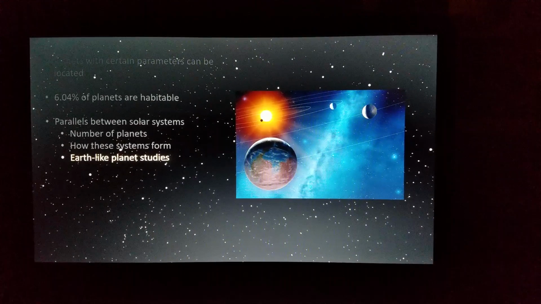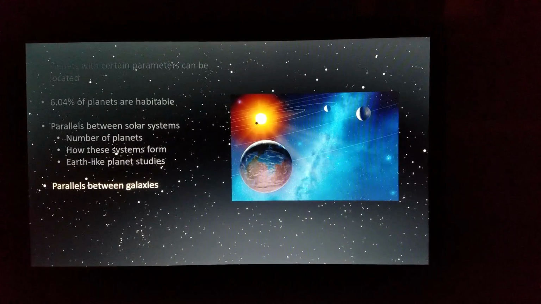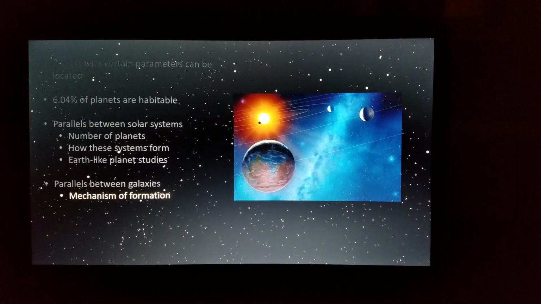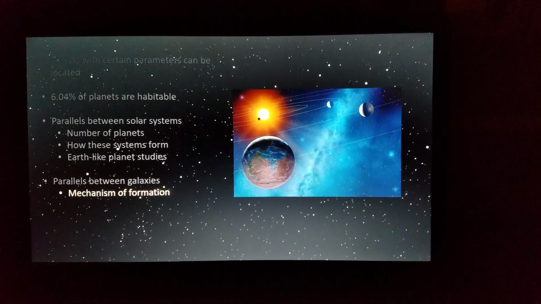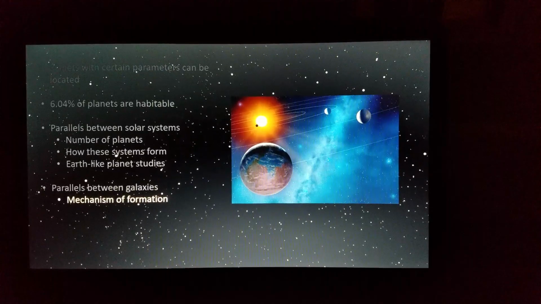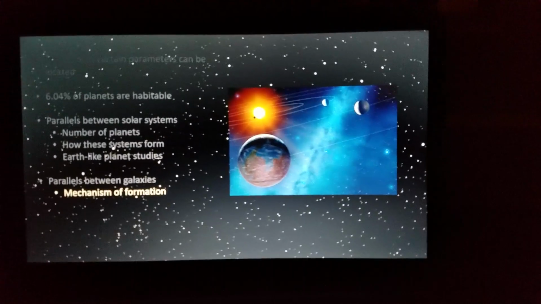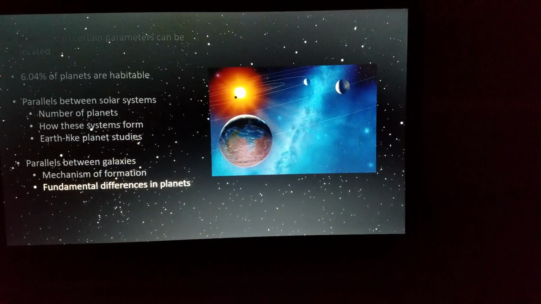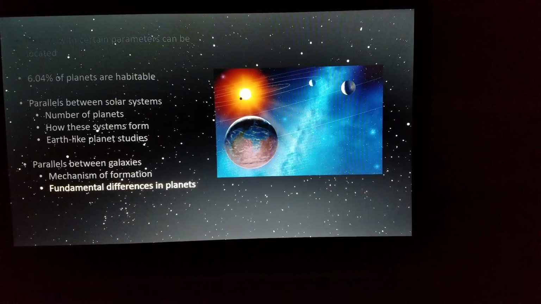Now, we can also use this data collectively for parallels and comparison between galaxies, our galaxy, the Milky Way, and others. We can use the mechanism of the formation of the solar systems within each galaxy. If they're different by galaxy, perhaps we can infer that the galaxy formation influenced solar system formation, or in a similar way. We can also look at any fundamental difference between planets, like if we find more habitable planets in, say, the Andromeda Galaxy versus our own Milky Way galaxy.